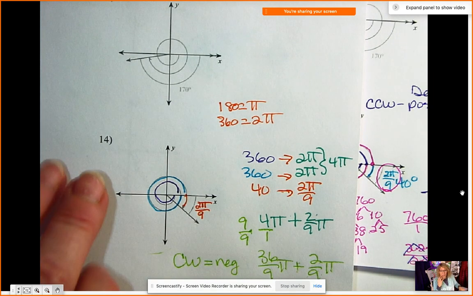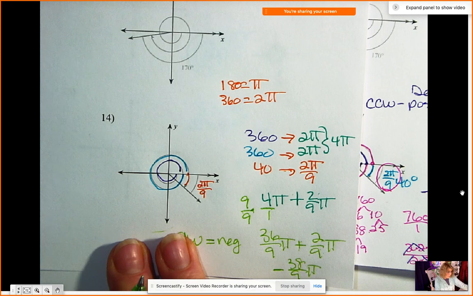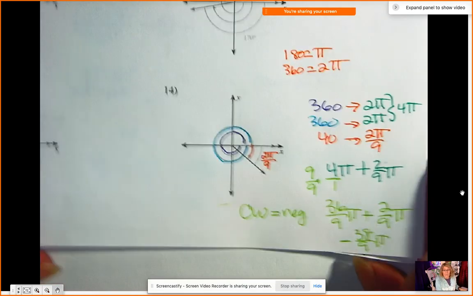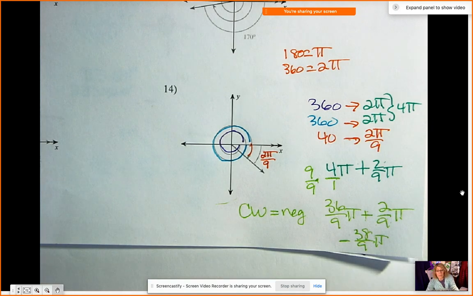And to me, it is a shortcut, but some people don't like fractions. So if you don't like fractions, you don't even want to look at the shortcut. Okay, I'm going to stop my video.